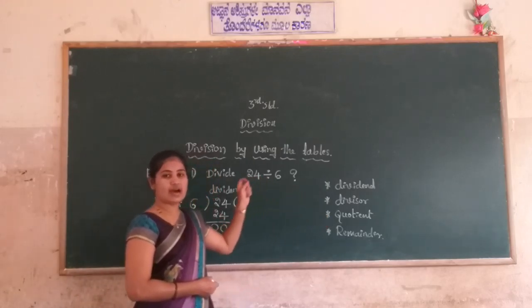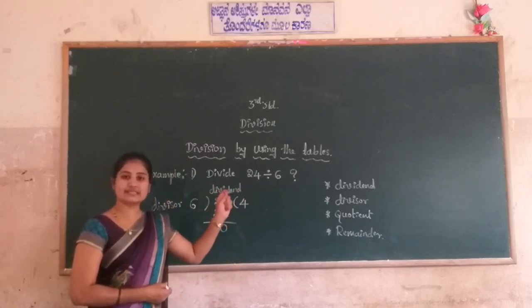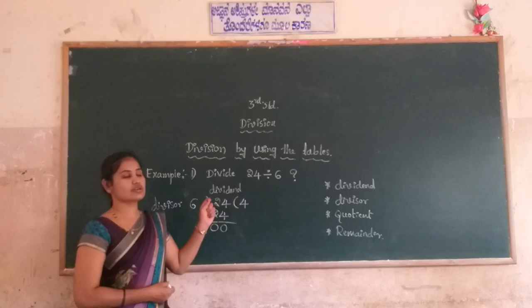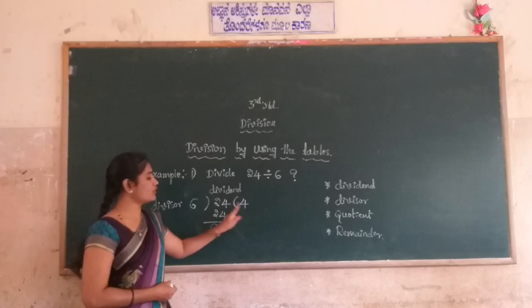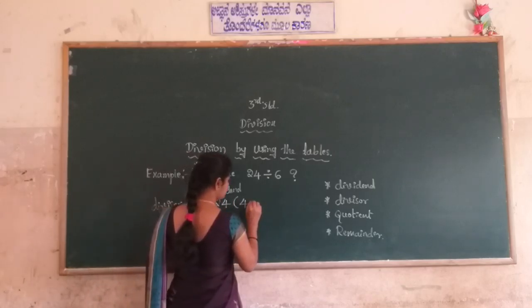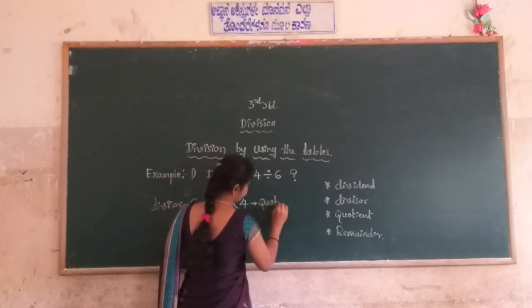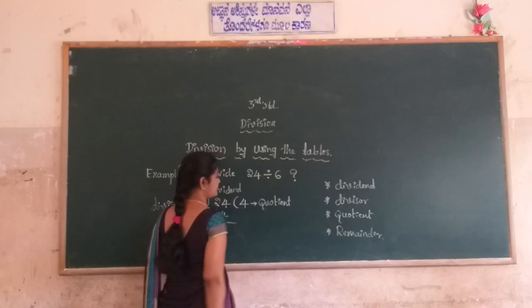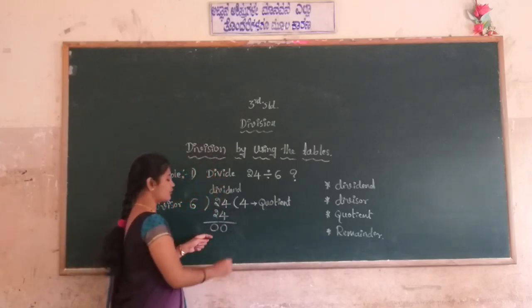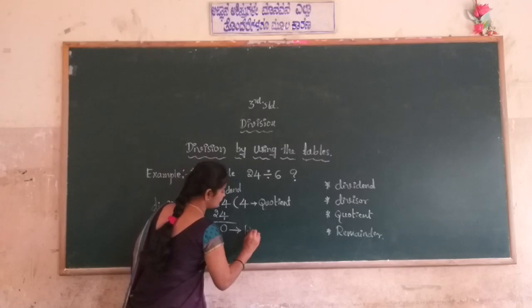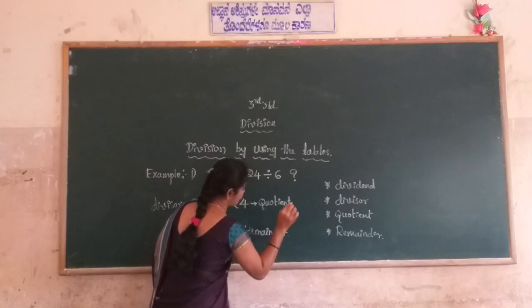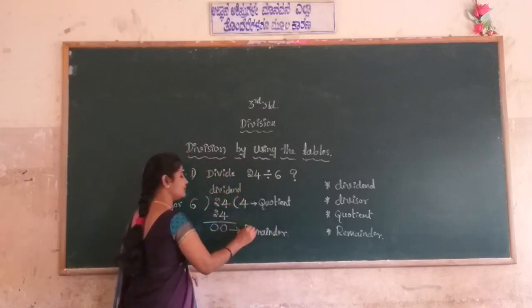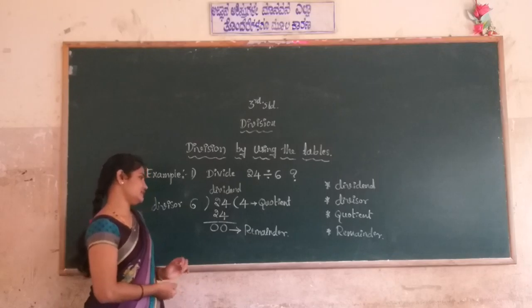Quotient is the answer or result. 6 fours are 24. 4 is the quotient. The remaining part after the subtraction, we call the remainder.